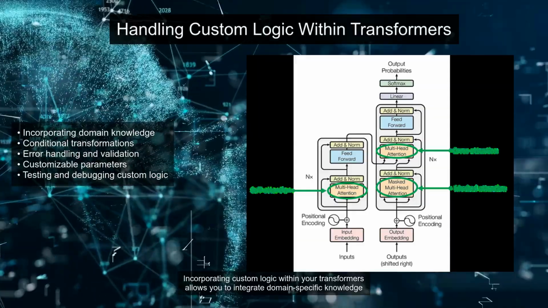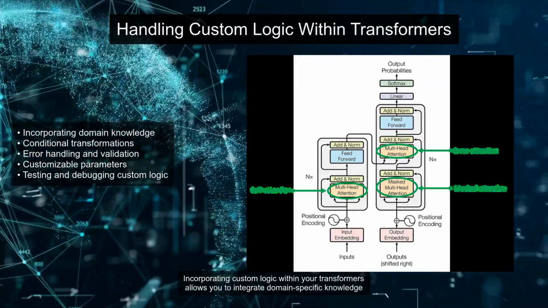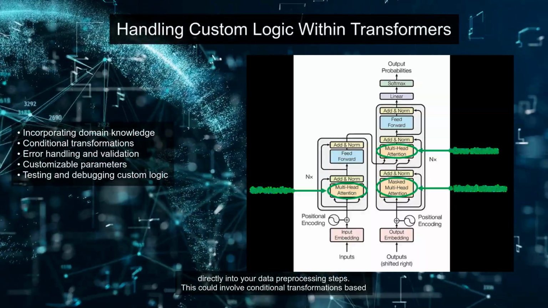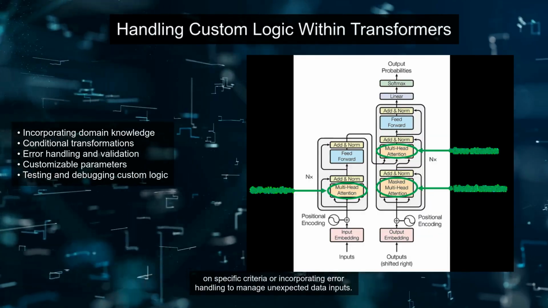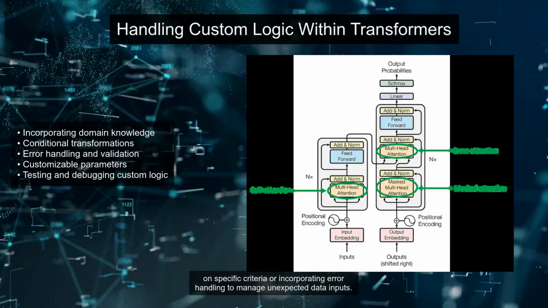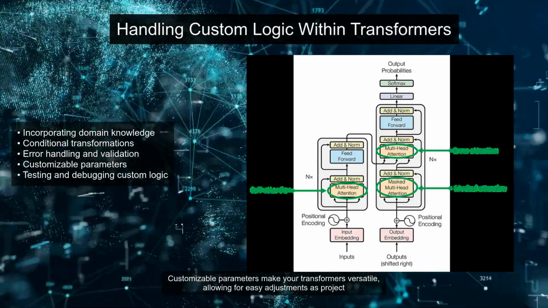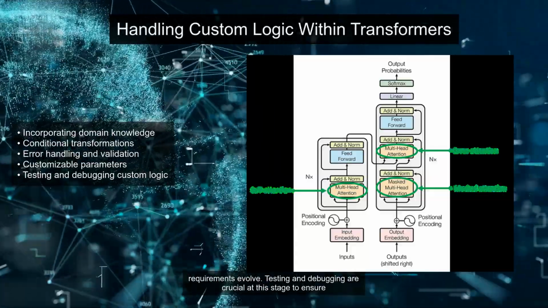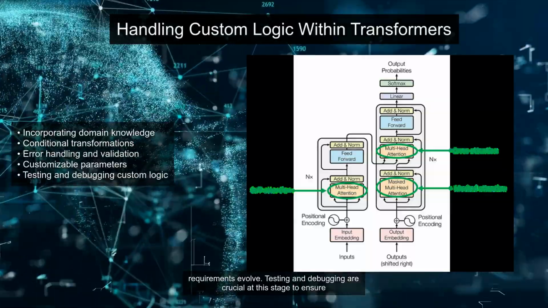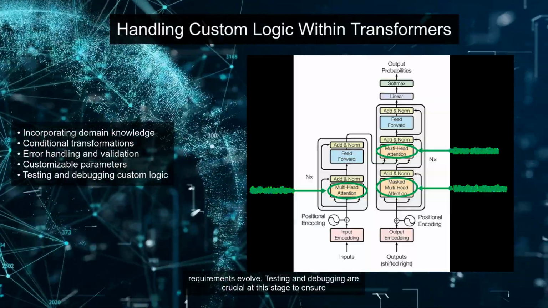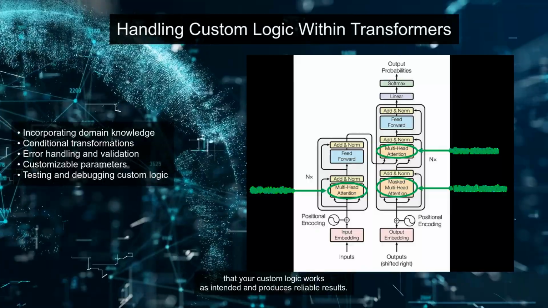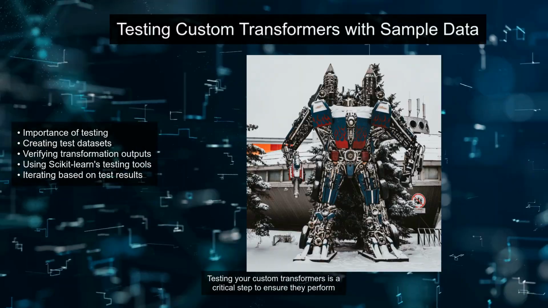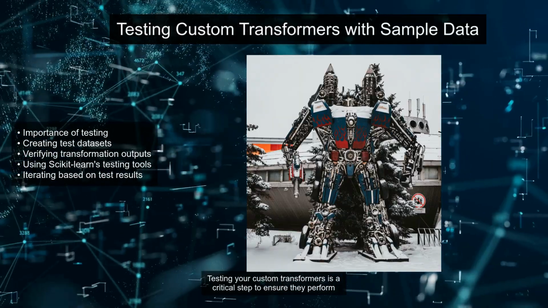Incorporating custom logic within your transformers allows you to integrate domain-specific knowledge directly into your data preprocessing steps. This could involve conditional transformations based on specific criteria or incorporating error handling to manage unexpected data inputs. Customizable parameters make your transformers versatile, allowing for easy adjustments as project requirements evolve. Testing and debugging are crucial at this stage to ensure that your custom logic works as intended and produces reliable results.